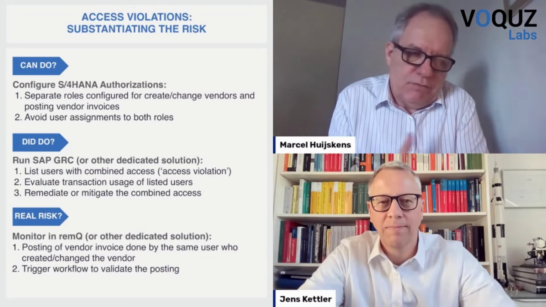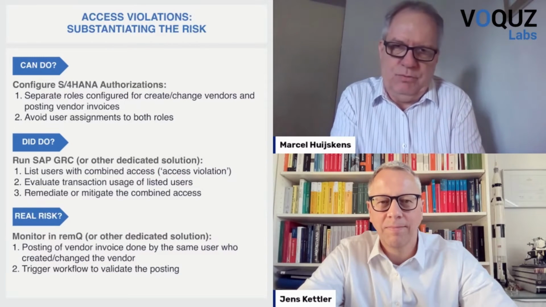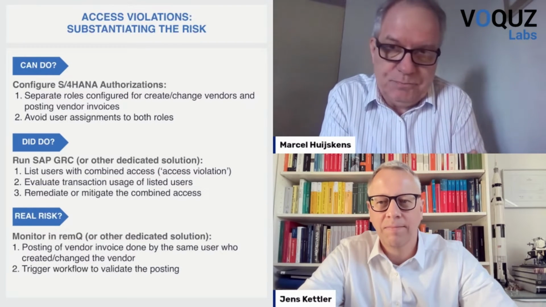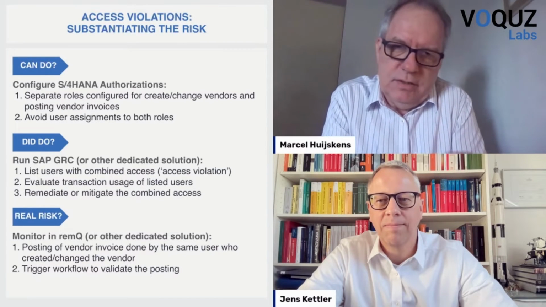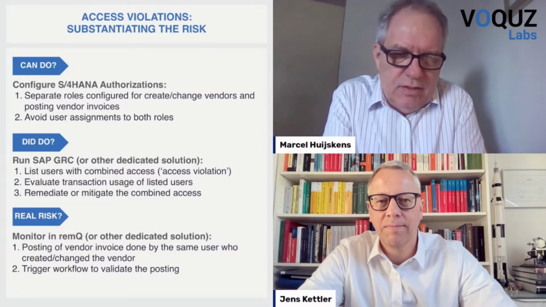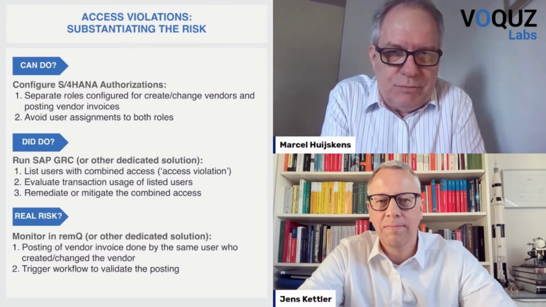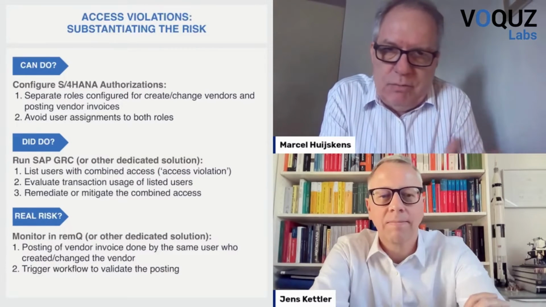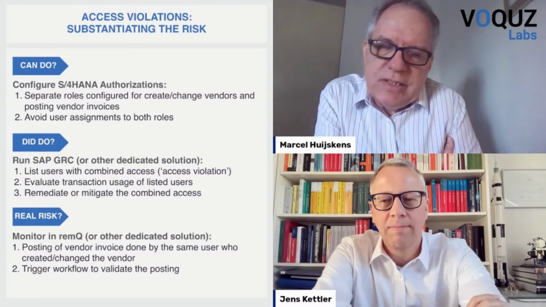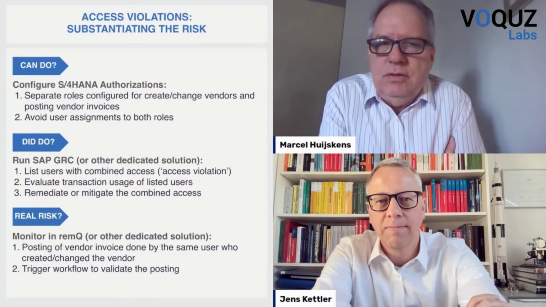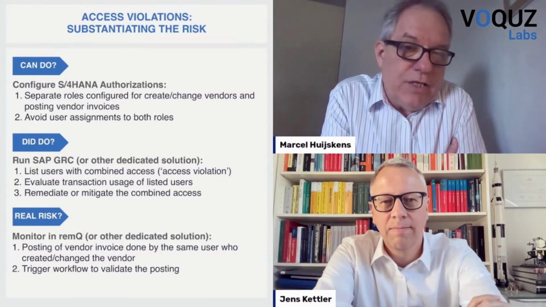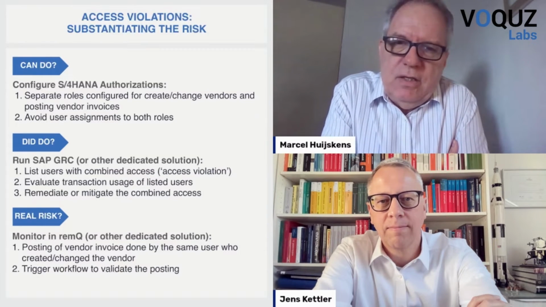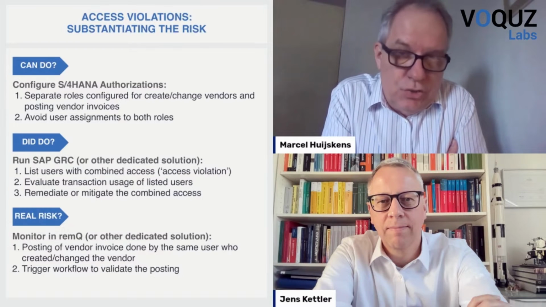We have separate roles, but we have no choice then to assign these two separate roles to one user, and that means that user still has the can-do violation. Now, if you are a bit higher in the maturity curve that we just discussed, then you're probably running SAP GRC or maybe some other dedicated solution that can monitor, that can list those users who have the can-do violation, and then it gives an extra piece of information based on the so-called transaction usage in SAP.